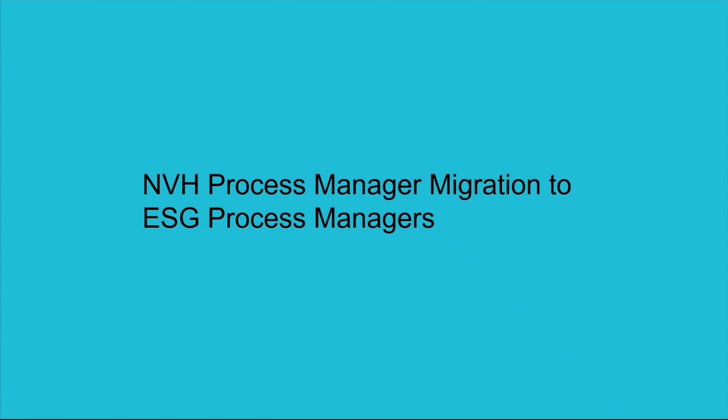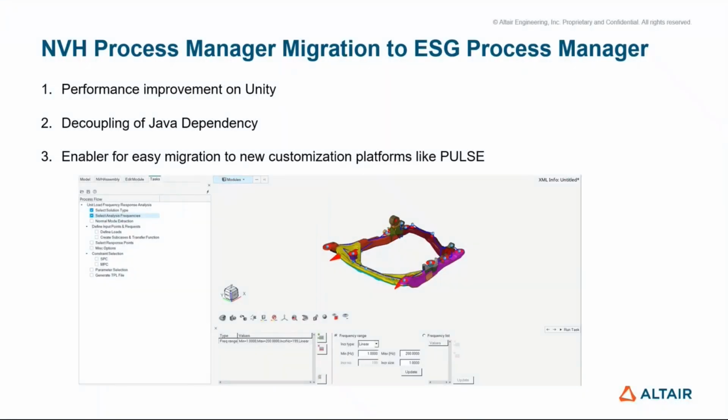The next important point is about the NVH process manager migration to the ESG process manager. This was a major development effort which went in during the .2 timeframe. The idea was to improve the performance of these process managers on Unity and to remove the Java dependency. This is a major enabler for easy migration to new customization platforms like Pulse. So we completed the complete process manager migration to the ESG process manager in .2.